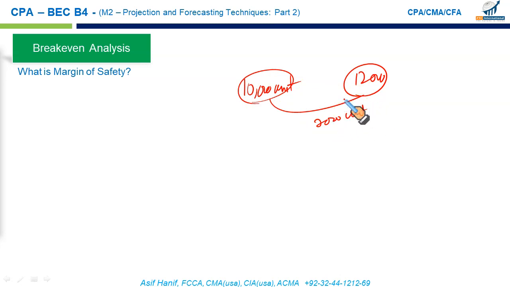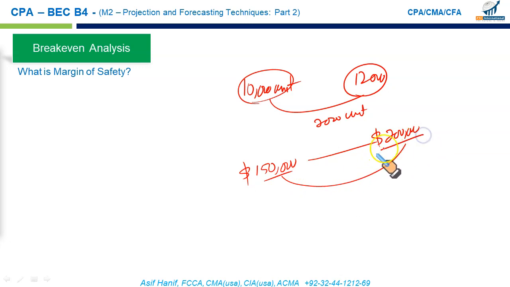You can also calculate it on a dollars basis. Let's say we know we will be able to break even if we achieve a sales revenue target of 150,000, but our planned sales is, let's say, $200,000. So the gap between your break-even sales revenue and the planned or budgeted sales revenue, this difference is called the margin of safety. So it could be found out in the units form or in the dollar-based form.